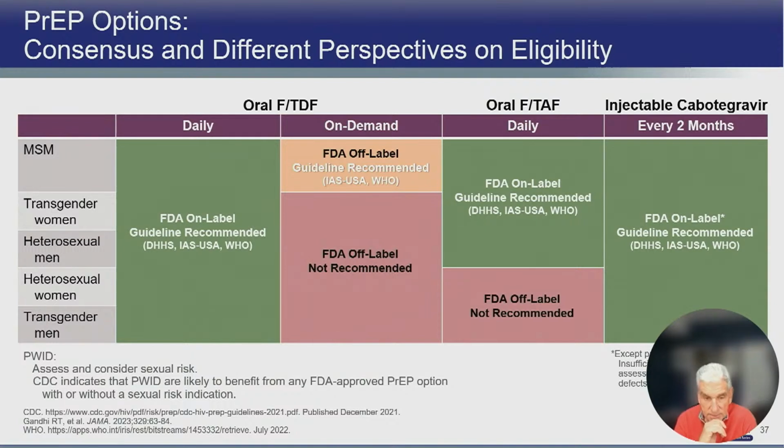This slide summarizes the PrEP options. We know that for MSM and transgender women, and heterosexual men and heterosexual women, there are different drugs that are approved by the FDA. Oral FTC, TDF, is approved daily for all. For on-demand, meaning when patients say they have an exposure in the last 24 hours, it's off-label for both men and women, and there's more data on that for men than compared to women.